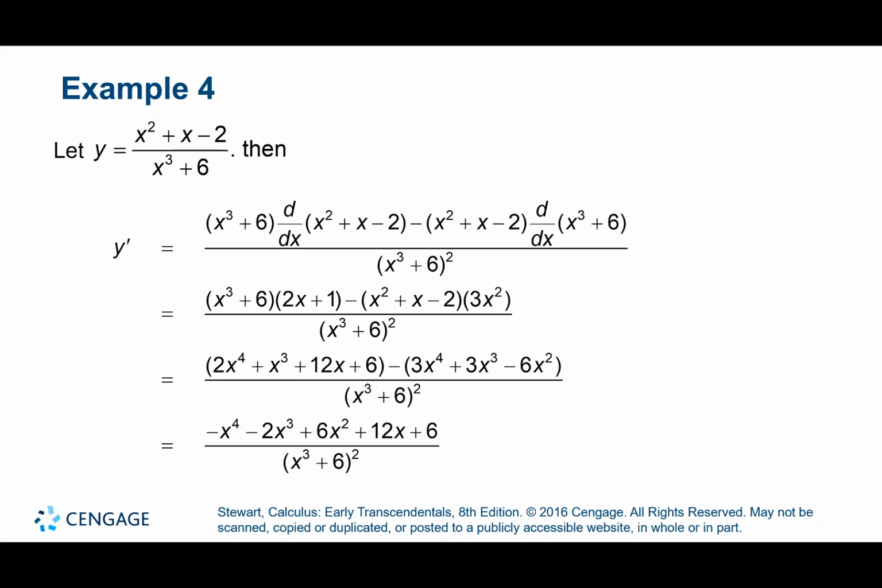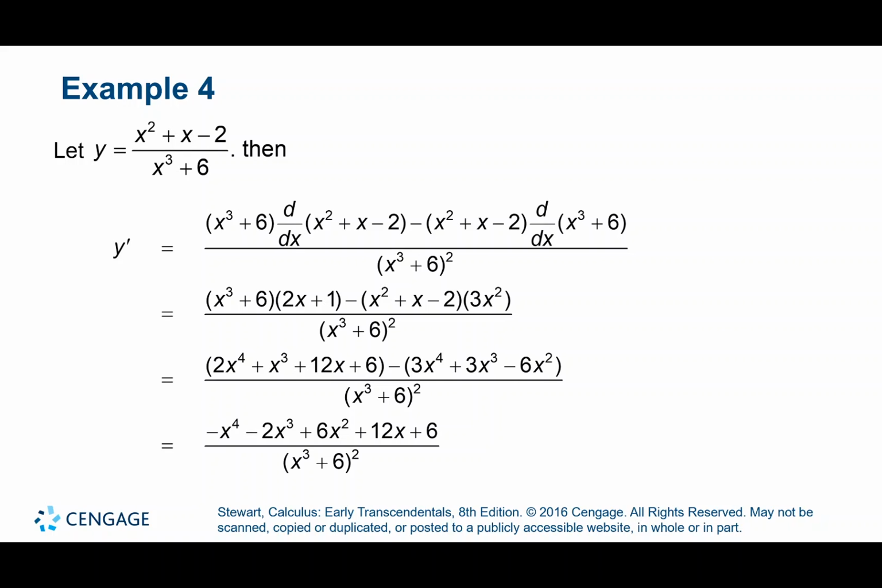And they work that out: the derivative of x squared plus x minus 2, we get 2x plus 1. And when we take the derivative of x cubed plus 6, we get 3x squared. What happens to the plus 6 part? The constant goes to 0 when we take the derivative, right? The rest of this is just trying to simplify. That's really my hang up with quotient rule, sometimes you have a ton of simplification to do.